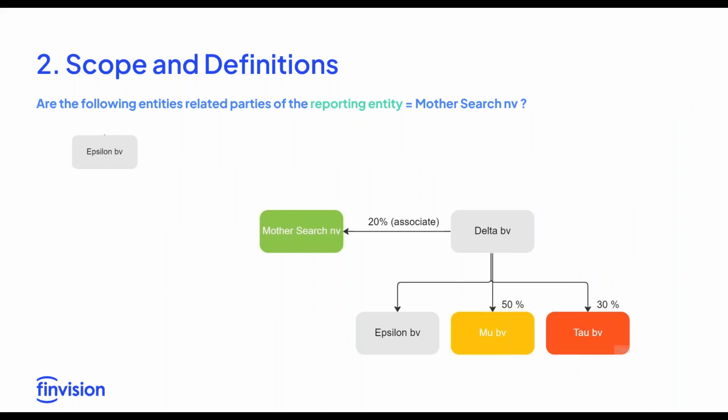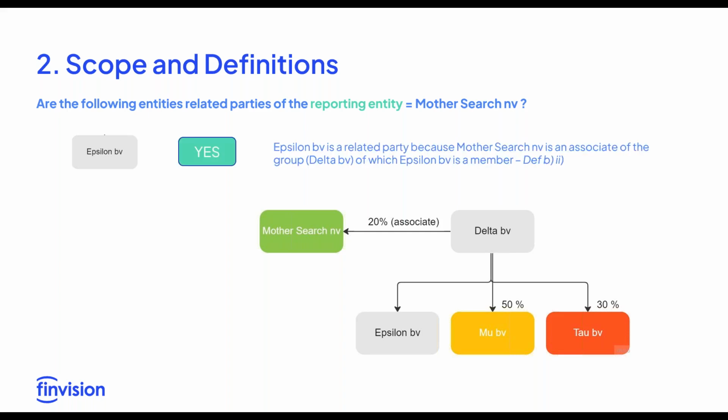Epsilon also was included, but again, here we have it visual again, is related because it links a subsidiary of Delta with the associates of Delta being Mother Search. Again, the reference to the definition here is B2.